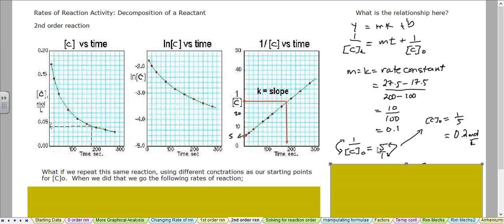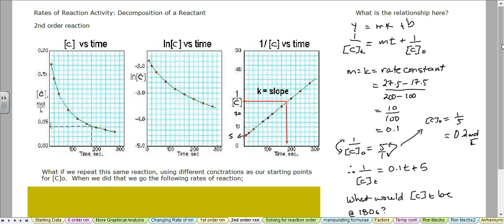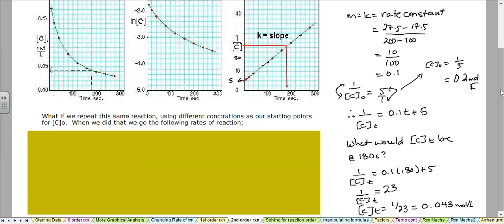So you can't take the 5 and plug that into the equation here. Alright? 1 over C is equal to 5. But our initial concentration in the real world would actually be 0.2 moles per liter. Now let's take a look and see if we could use this to make some predictions.